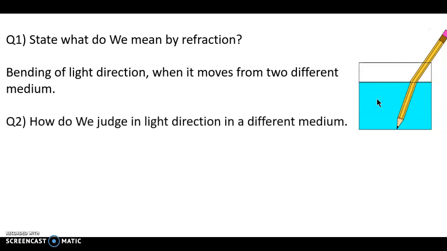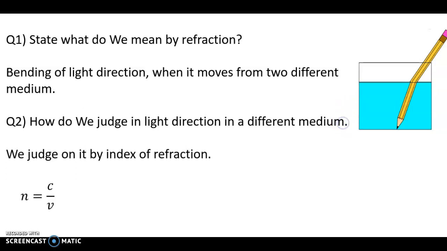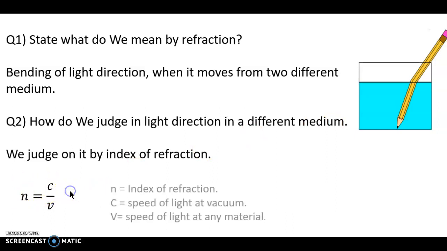How do we judge light direction or light speed in any other material? We judge it by the index of refraction equation. I know most of you know it already. N, the index of refraction, equals C over V. Here, N is the index of refraction. It is unitless. It doesn't have any unit. You have to know that.